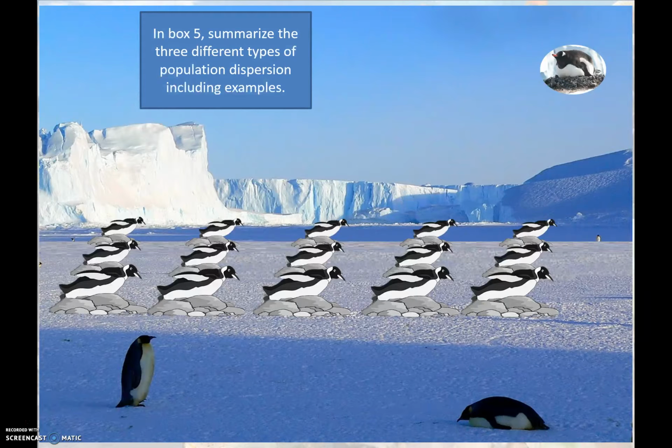A lot of times that's for territory. So in box 5, summarize the 3 different types of population dispersion and include examples.